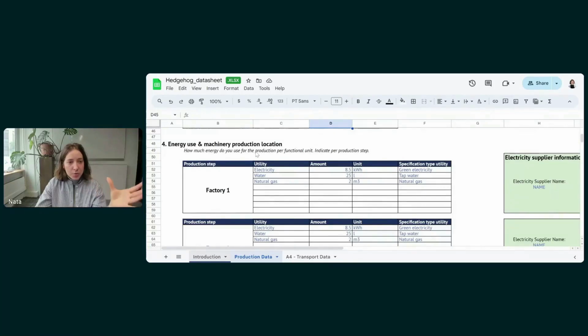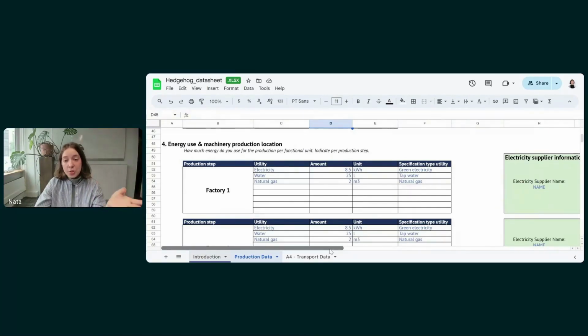And of course, we want to know what energy and other utilities go into the production of our functional unit of the product, be it electricity or water or natural gas. And again, how much of each is consumed per functional unit of the product manufactured.